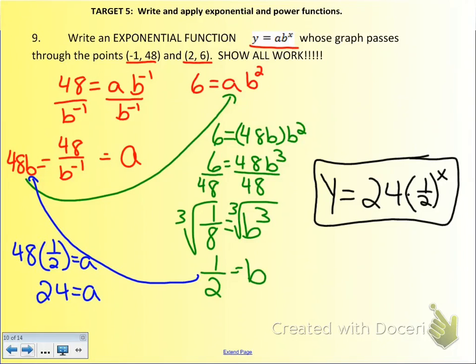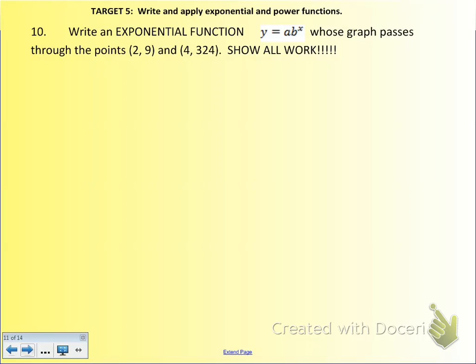Okay, let us do the next one. Give this one a try. Same process. Give it a try, and then come back and see if you have the correct answer.